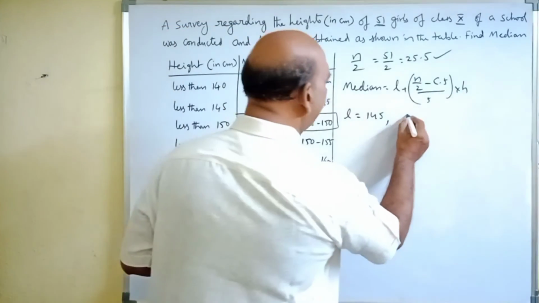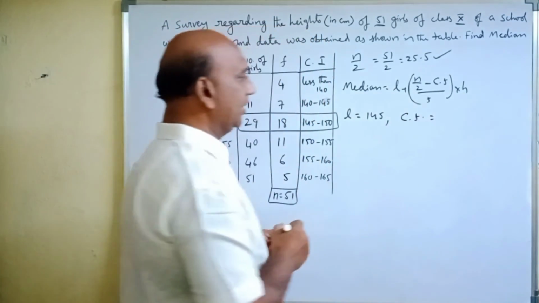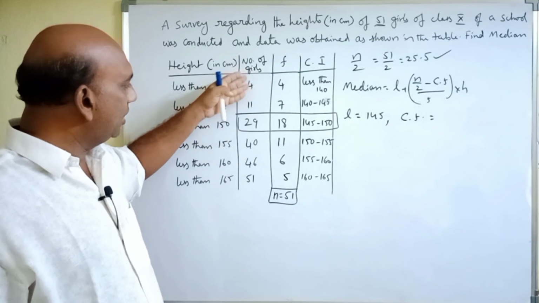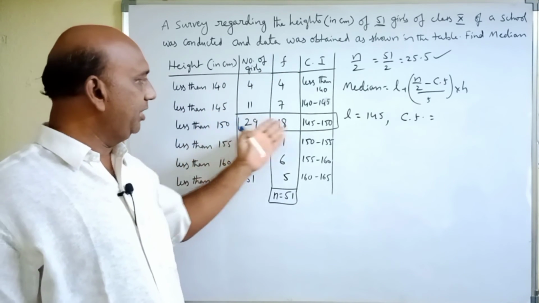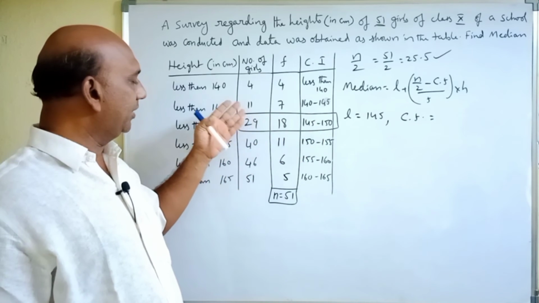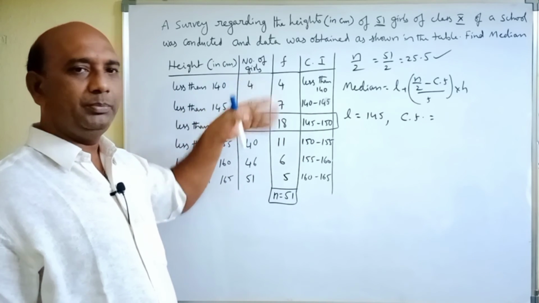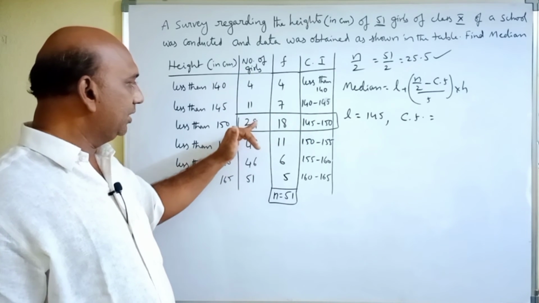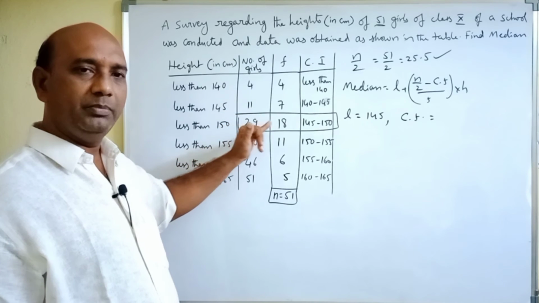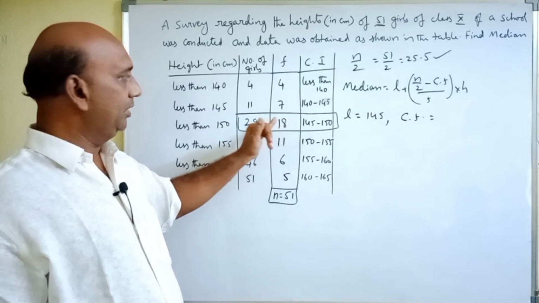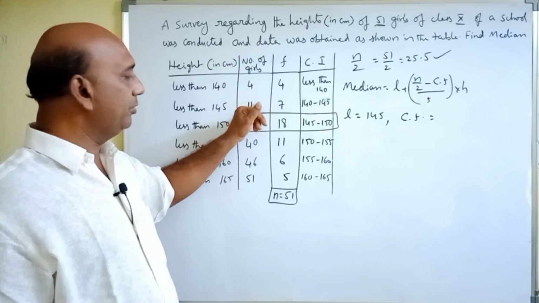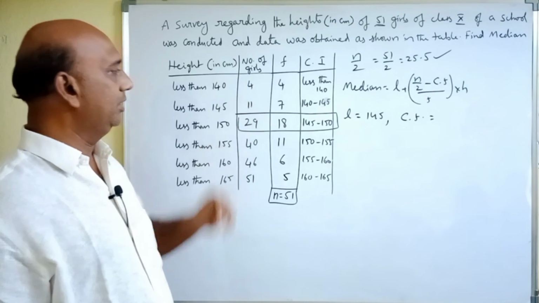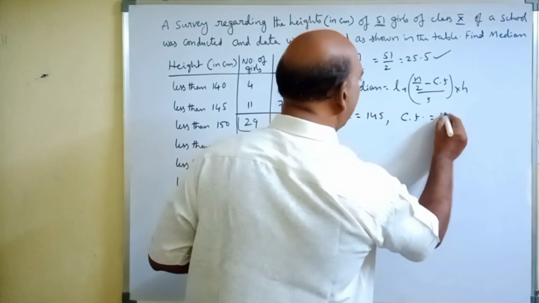And then CF. CF means the previous value of the cumulative frequencies. These are cumulative frequencies. In this median class, the previous cumulative frequency of the median class. Remember it carefully. This is the median class and its previous cumulative frequency is 11. Therefore, cumulative frequency is taken as 11.